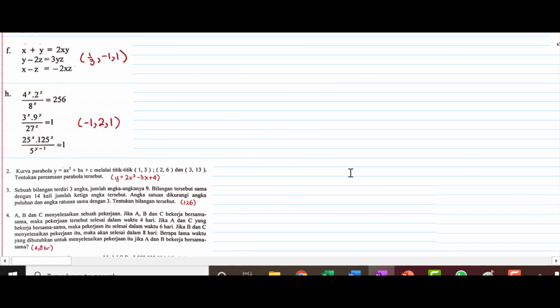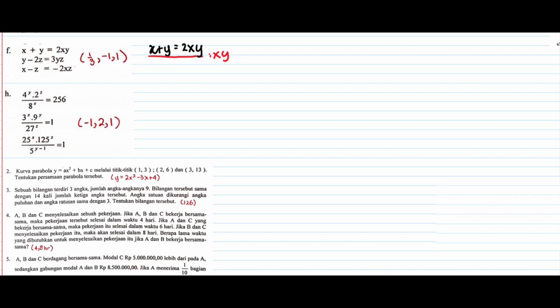Next is f. For f, I have x plus y equals 2xy. For this one, I will divide them all by xy. So I will have x over xy plus y over xy equals 2xy over xy. Yeah, and then we can cross out this one. So I will have 1 over y plus 1 over x equals 2. This is the first one.